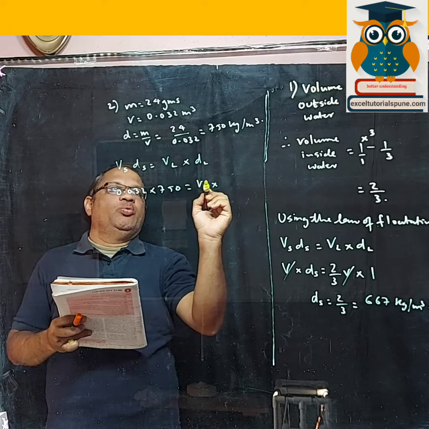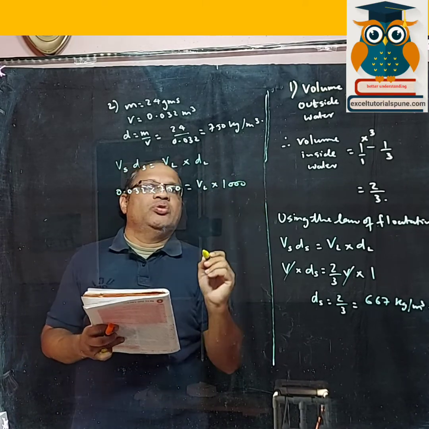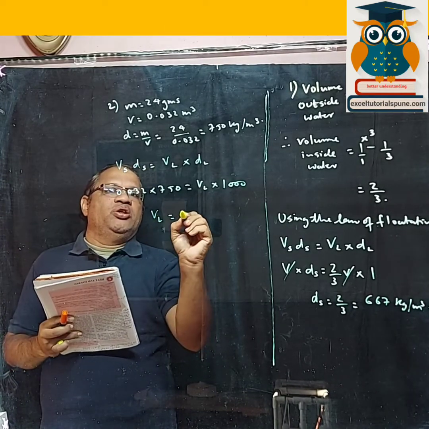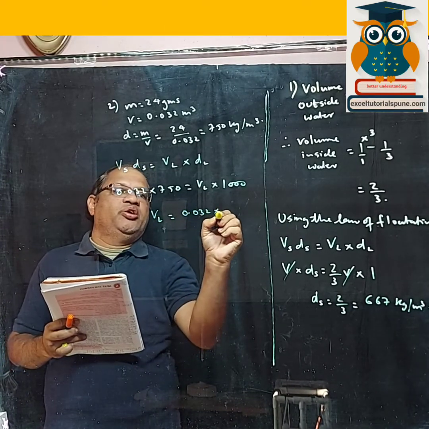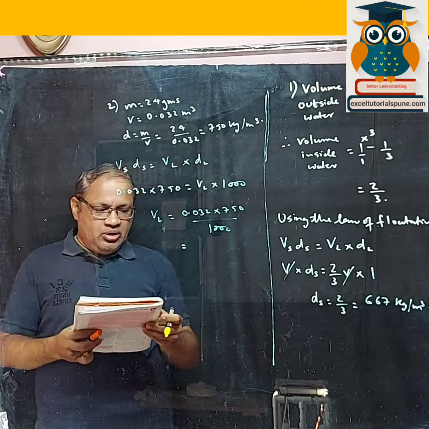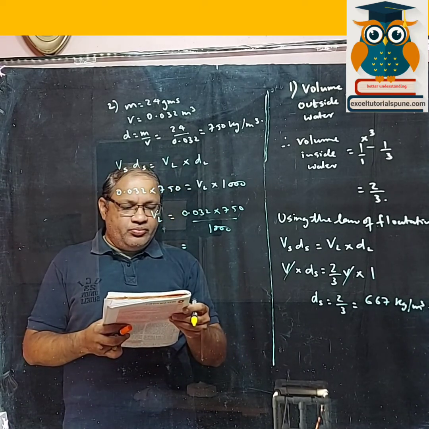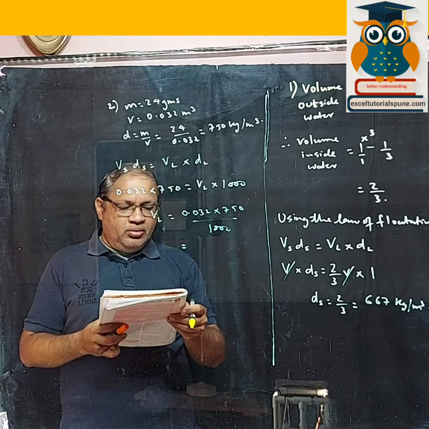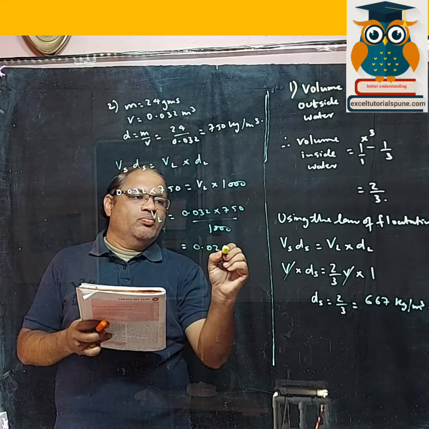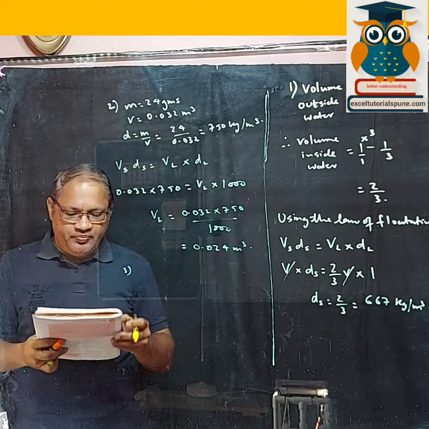Volume of solid in liquid, that means, and density of liquid is 1000, that is kg per meter cube. So volume of liquid is 0.032 into 750 upon 1000. So it comes to 0.024 meter cube. Alright. Now the third sum.